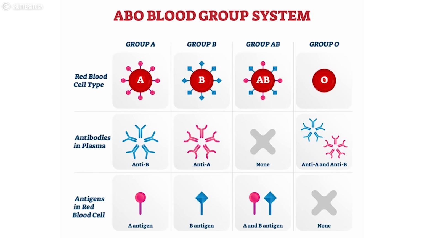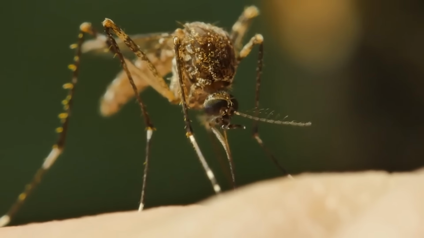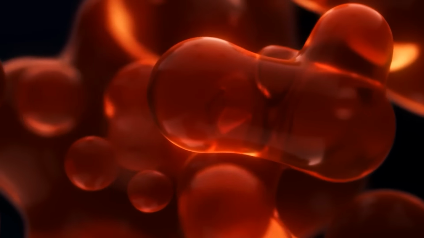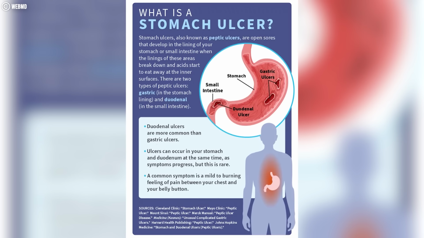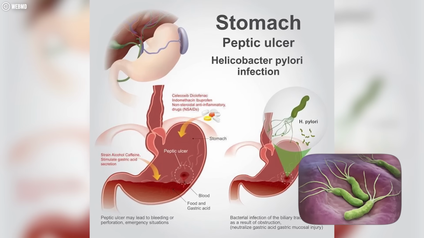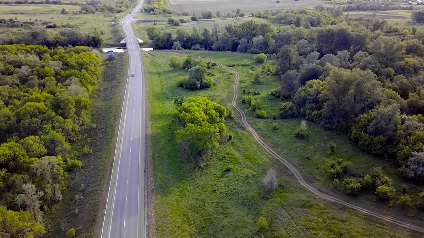Of course, O blood has its own quirks and risks. While it may protect against certain diseases like malaria and even lower the risk of some clotting issues, it also makes people more vulnerable to others like stomach ulcers caused by Helicobacter pylori. In other words, nature rarely gives out free passes.